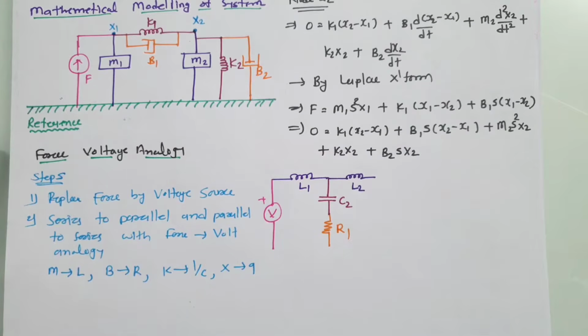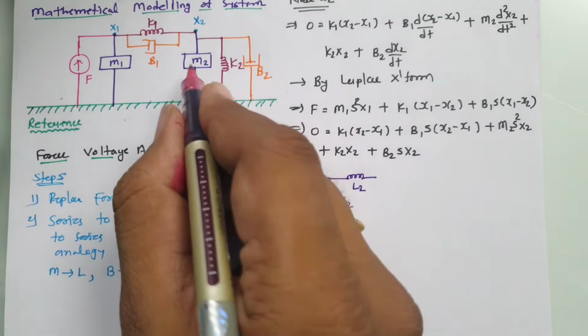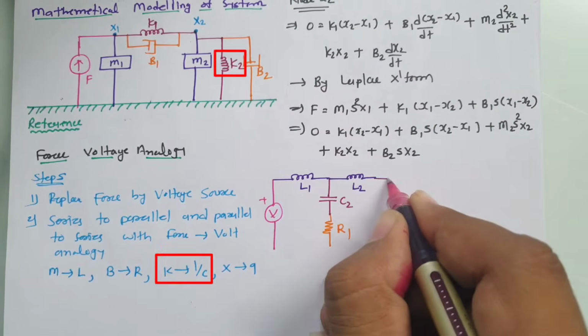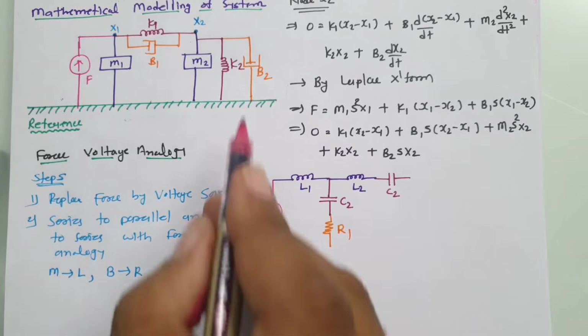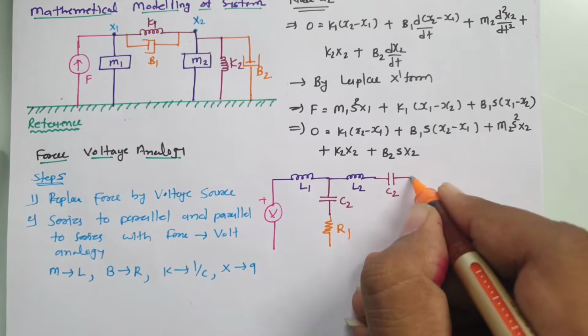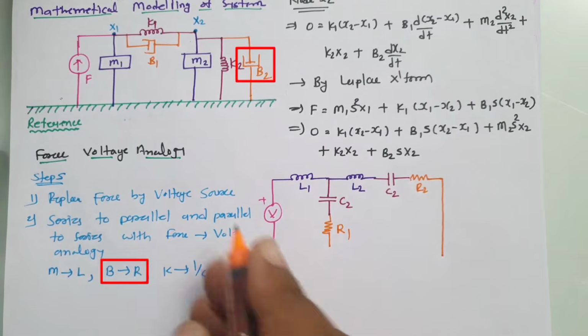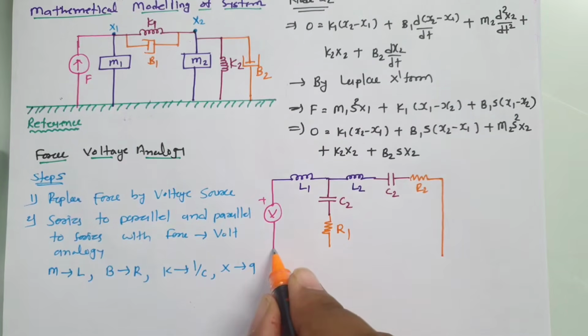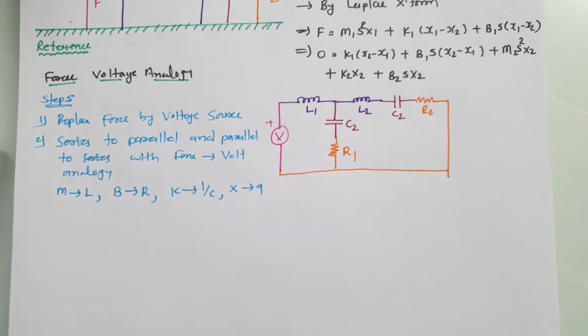And this K2 should get replaced by capacitance, and since it is in parallel, it should be in series, so here we have the C2 connection. And this B2 should get replaced by resistance R2. So I am connecting that in series with R2, right? And I have connected all elements, so I need to complete this circuit, you see. So this is how one can do the force-voltage analogy for a circuit translation.